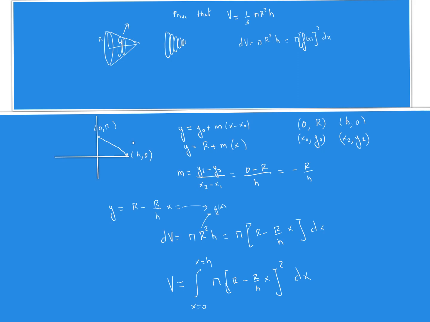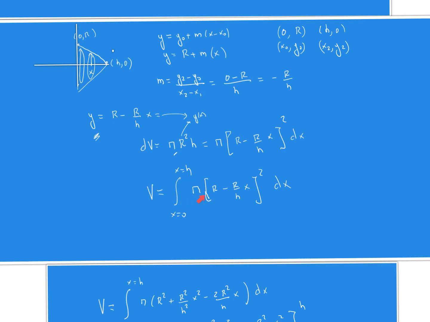So the volume of a small disk here will be pi r squared by h. But what is r? r is the radius at the distance x, and this radius is the value of this function. So it will be pi times the value of this function squared, times dx. And what will the total volume be? The total volume will be the sum of all the small volumes, so the integral from x equals 0 to x equals h of pi y squared dx.